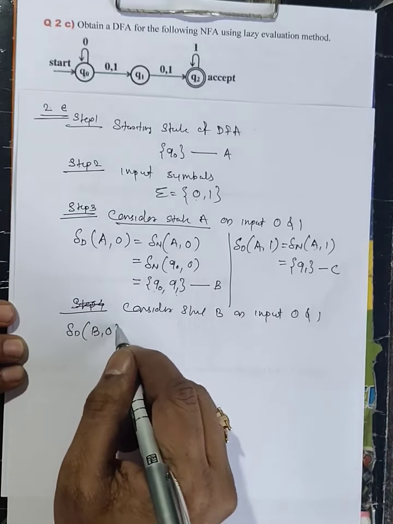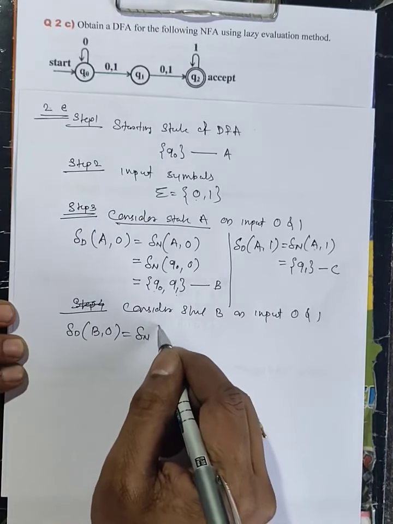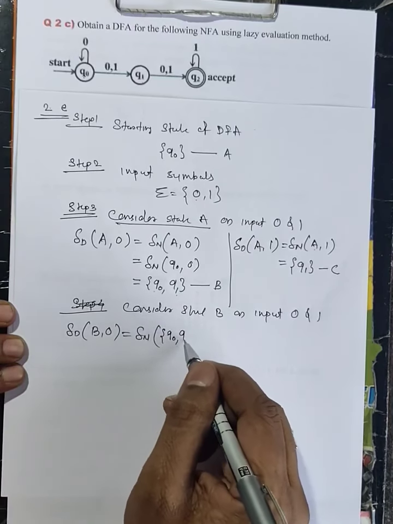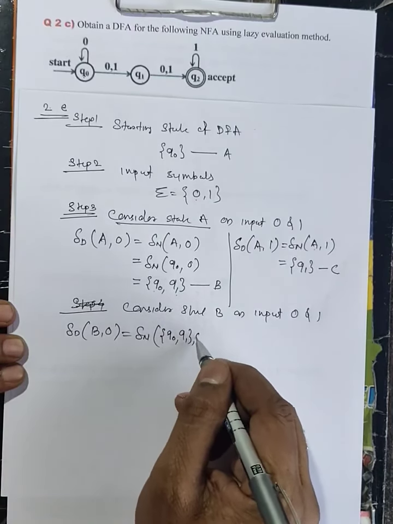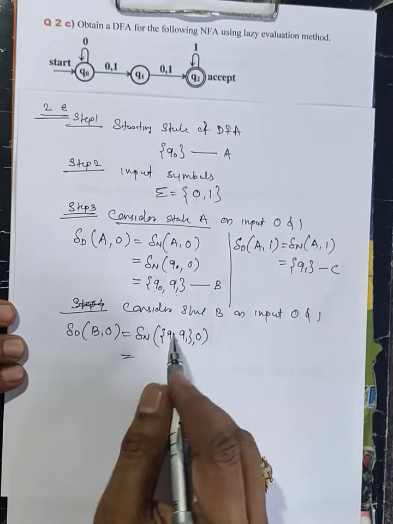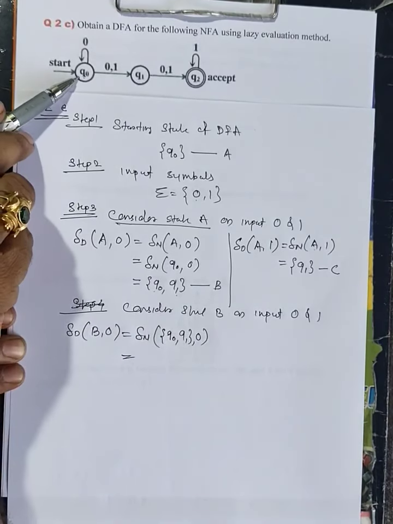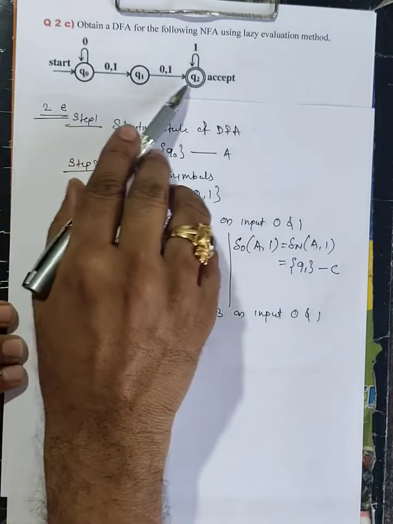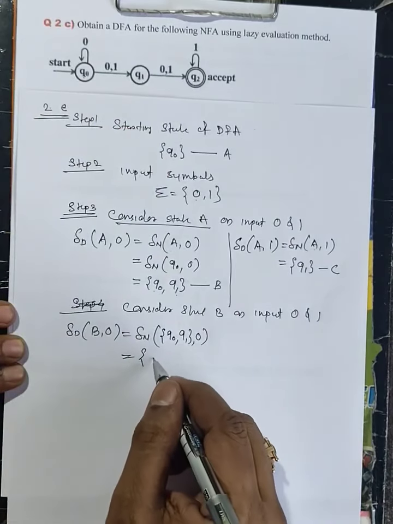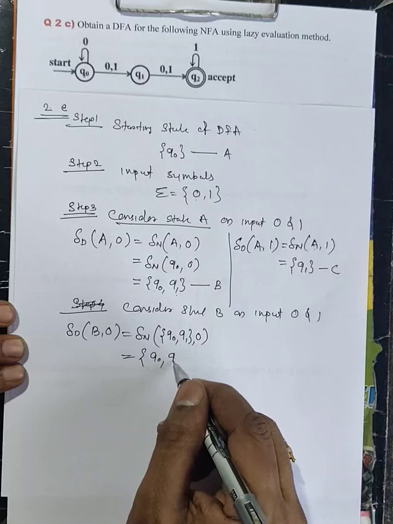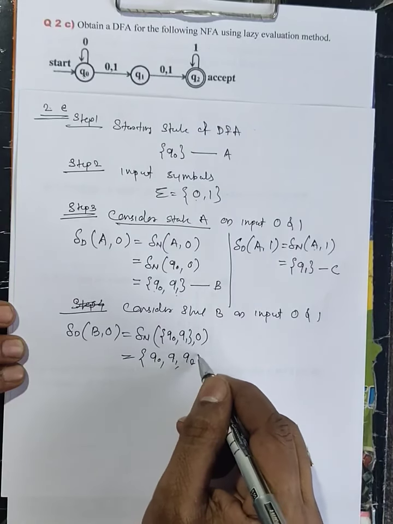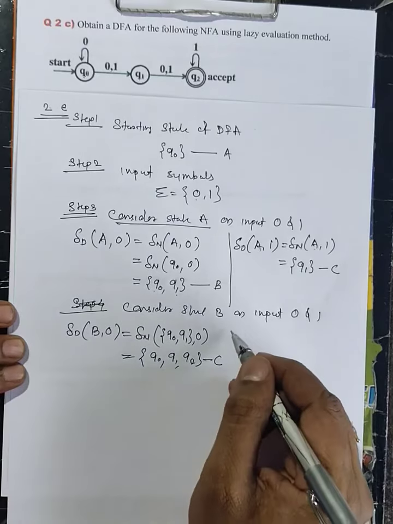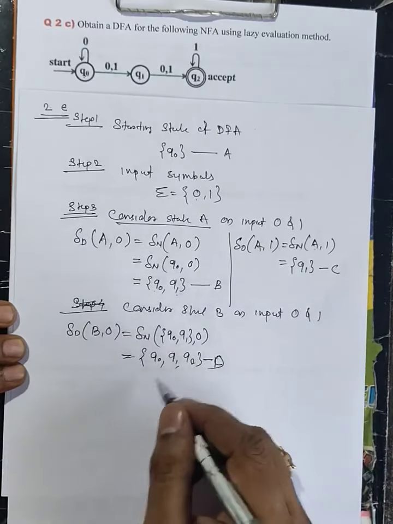B on 0. What is B? You can write separate: Q0 on 0, Q0 on 0, Q1 on 0. Q2 means here you can write Q0, Q1 and Q2. This is a new state. Assign this as C. And C is on. This is D.